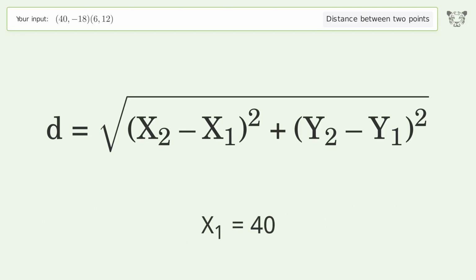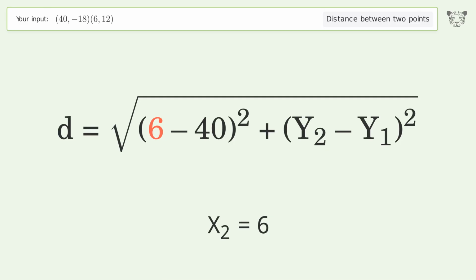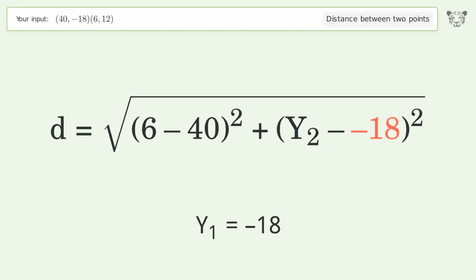x1 equals 40. x2 equals 6. y1 equals -18. y2 equals 12.